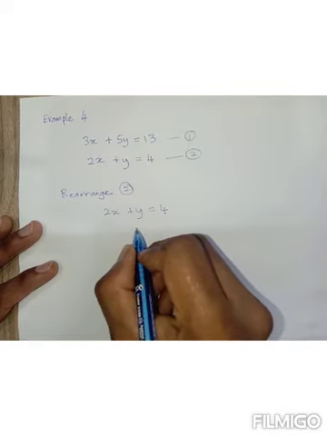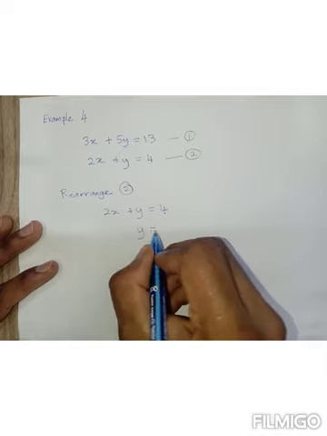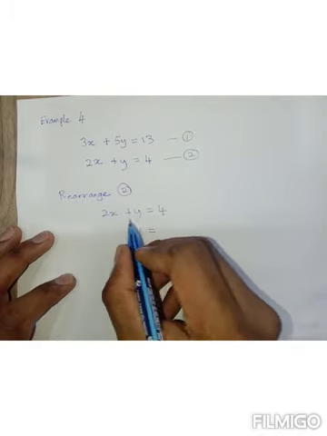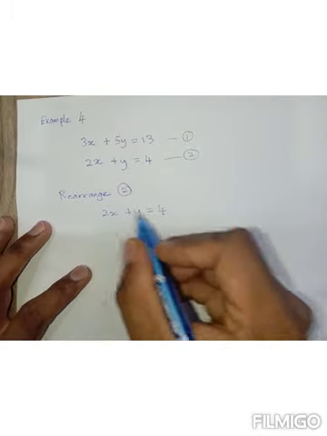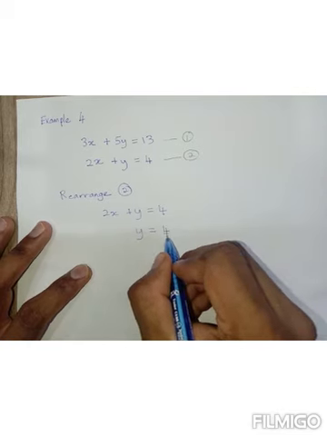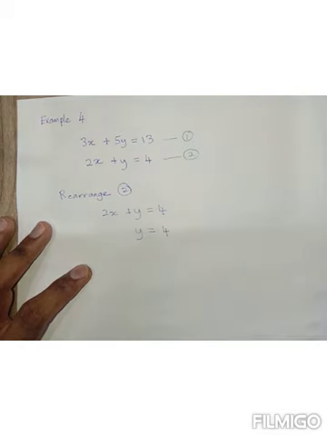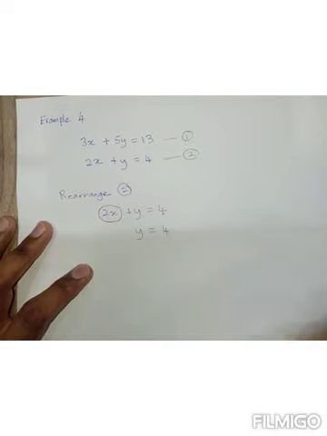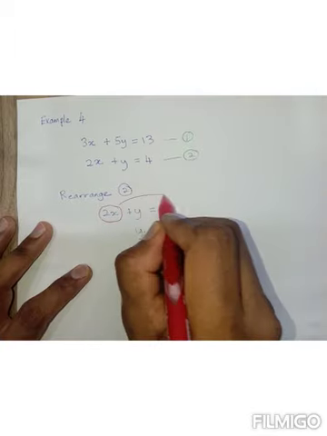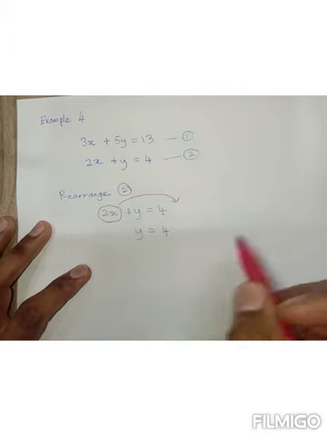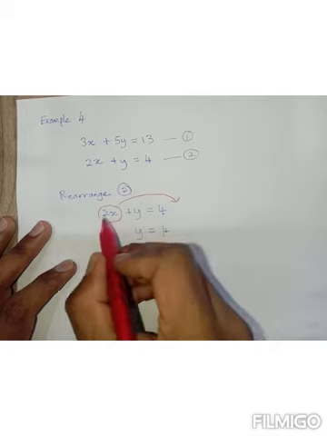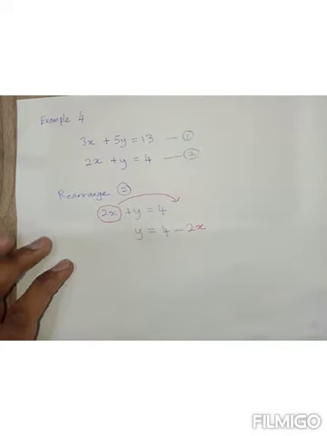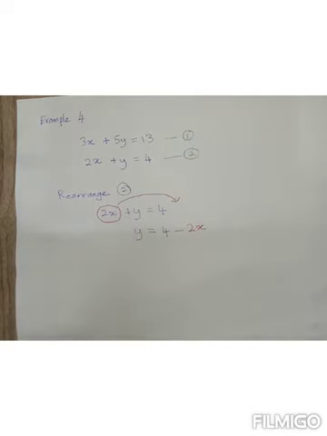Now I want to make sure y is in front. So I just put y there. Now I'm going to rearrange by bringing this 4 and this 2x, which is a positive 2x, it's now going behind. I am just rearranging it. So this positive 2x is now becoming a negative or a minus 2x. So this is how we rearrange.